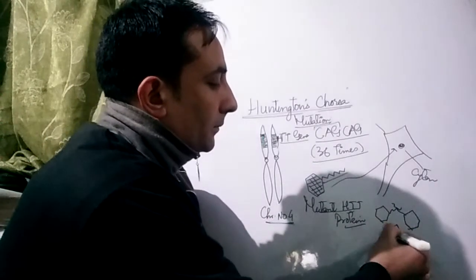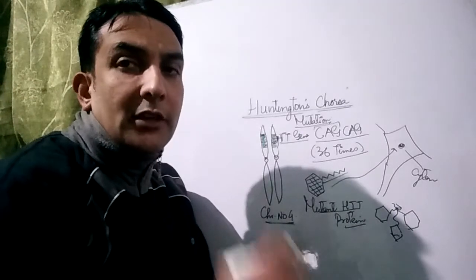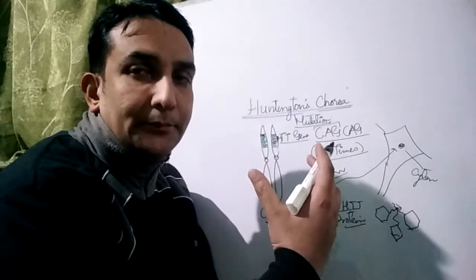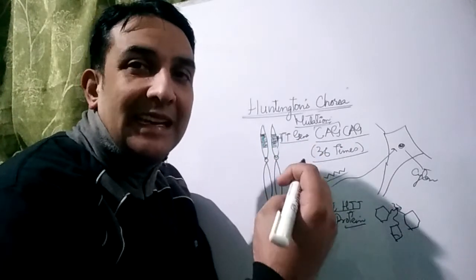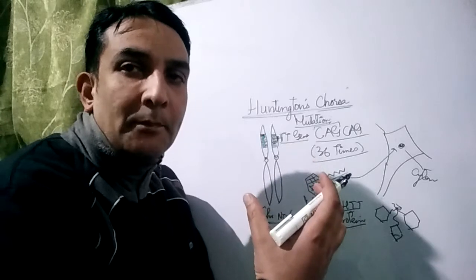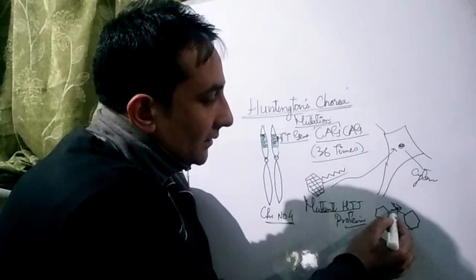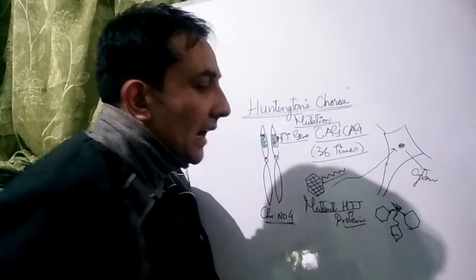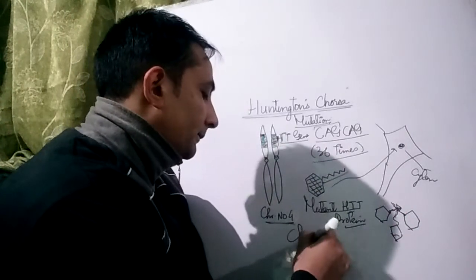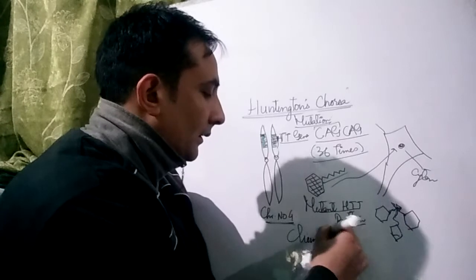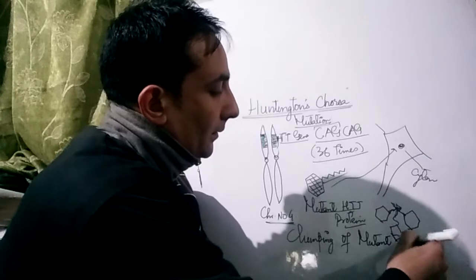Means all the mutant HTT proteins which go into the nucleus of the neuron or into other parts of the neuron, you will see they stick to one another, they clump with one another by their long polyglutamine tails. These are the glutamine tails, and by these glutamine tails they get attached to one another, resulting in what we call clumping of mutant HTT protein.